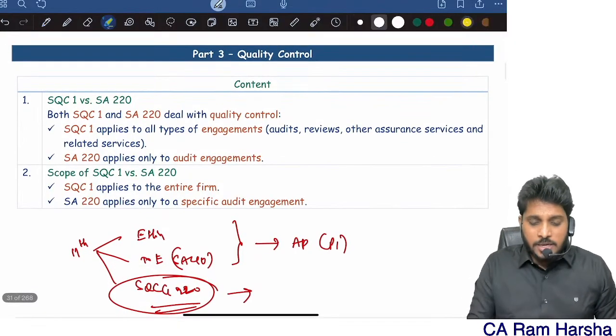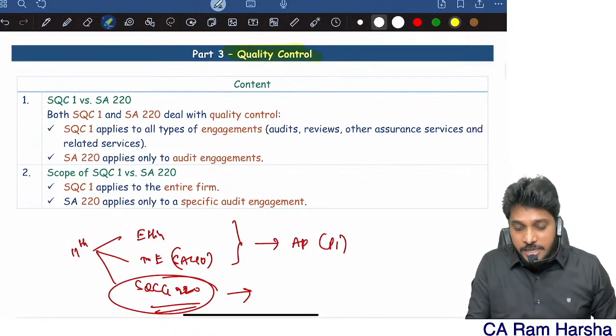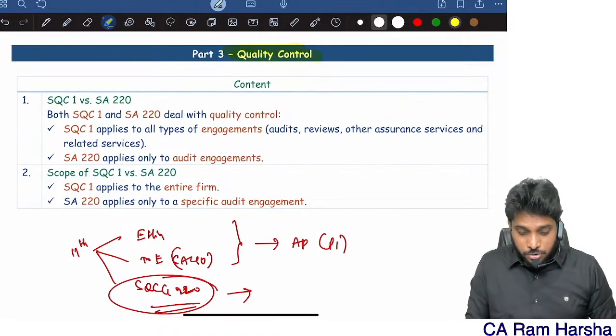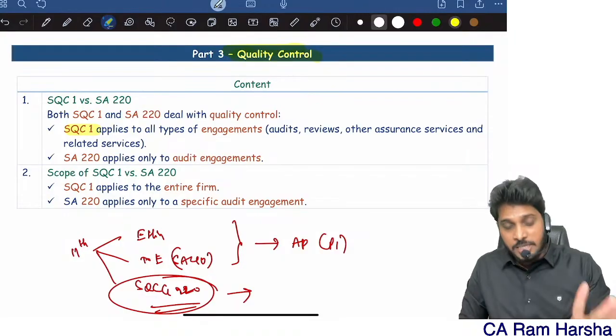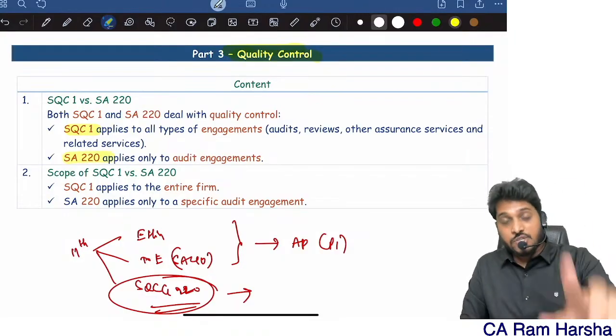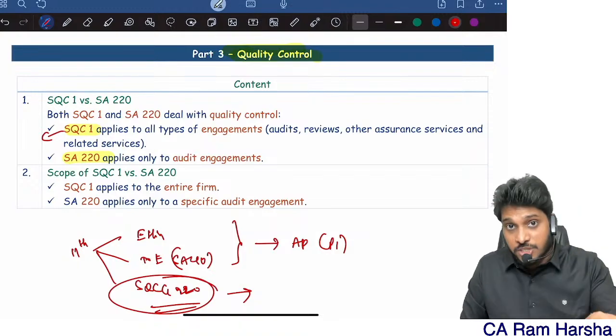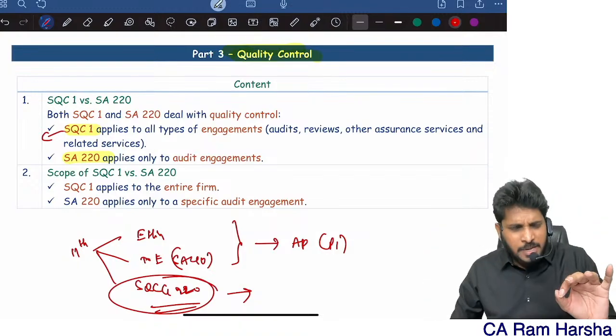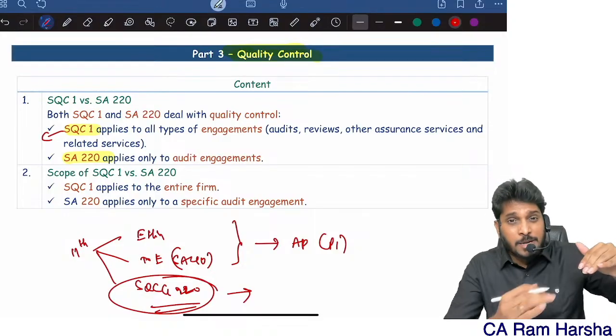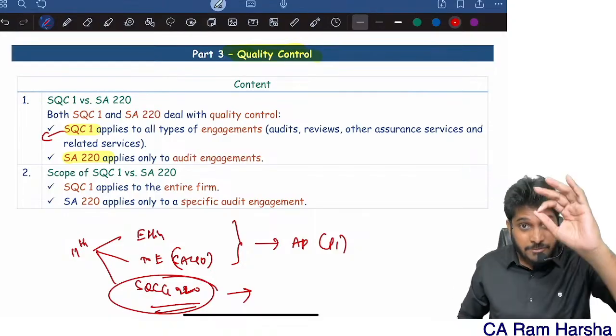So what are the two standards? Both are dealing with quality control. SQC is also a quality control standard. SA 220 is also a quality control standard. SQC is applicable for firms, audit firms. It is not dependent upon the engagement. It is applicable for the firm.